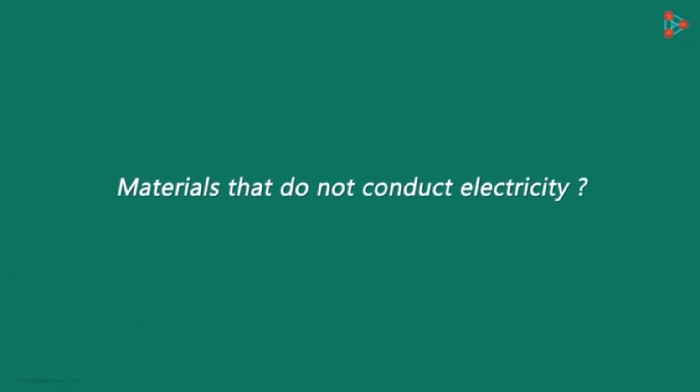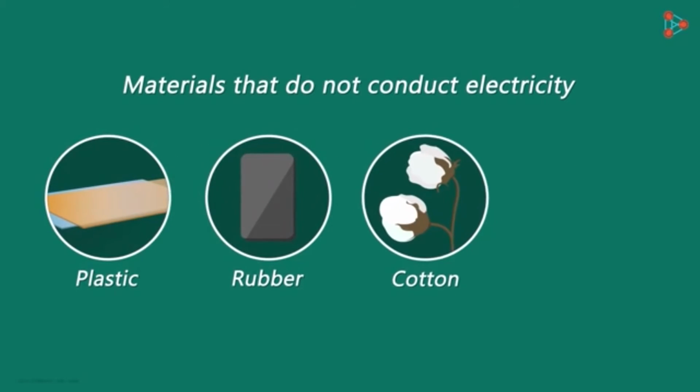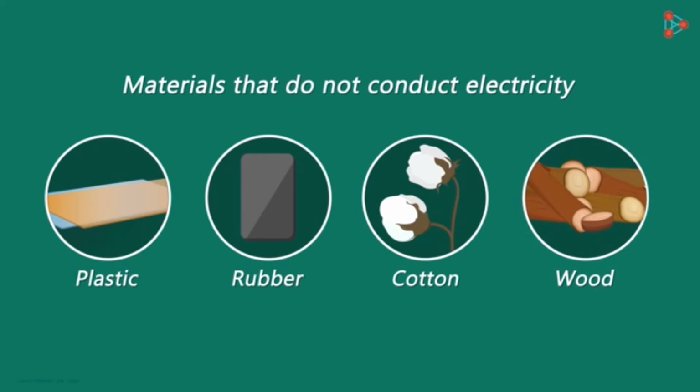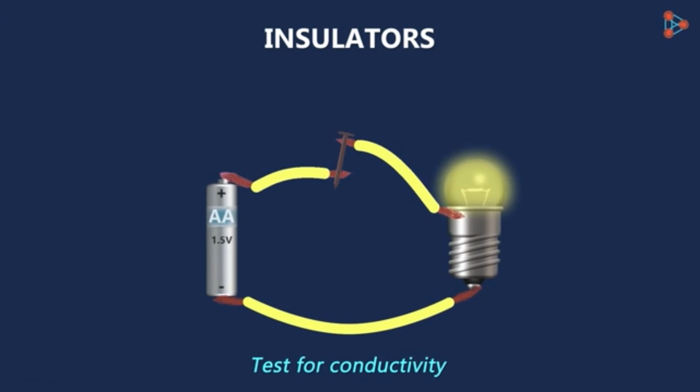Now, which are the materials that do not conduct electricity? Materials such as plastic, rubber, cotton, and wood do not conduct electricity. So they are insulators. For instance, instead of an iron nail, if we connect a plastic straw between the circuit, then the bulb will not glow.